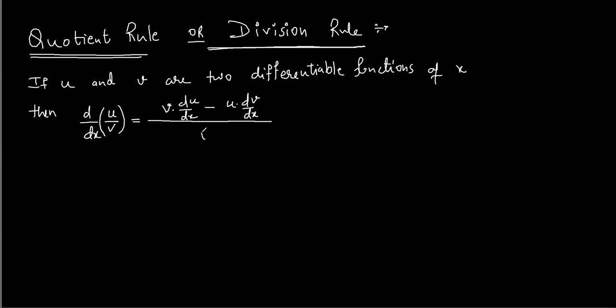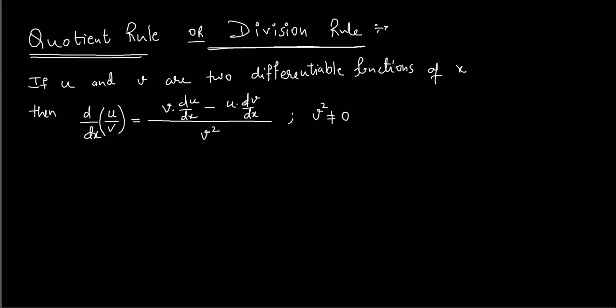And then the whole thing you divide by v square. You divide by the denominator square, making sure that v square is not equal to 0, because it is in the denominator. Okay, so let me write this once again. Check. What have we done?